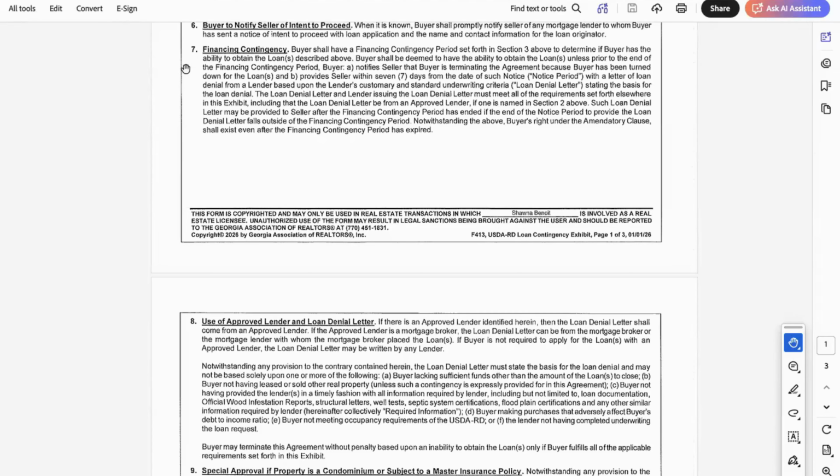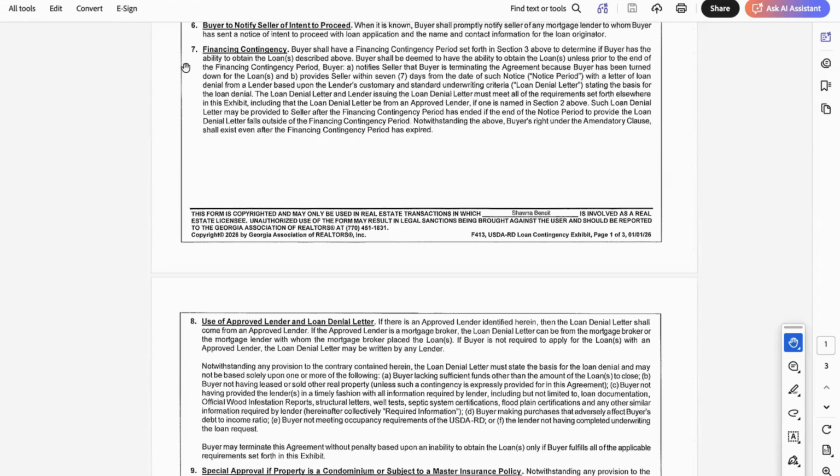7, financing contingency. This is the heart of the exhibit. Buyer is deemed approved unless both happen: buyer sends written notice of termination before the contingency expires, and buyer provides a loan denial letter within 7 days.